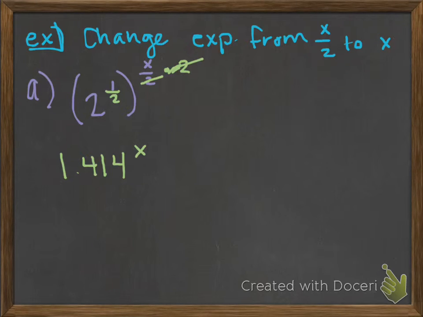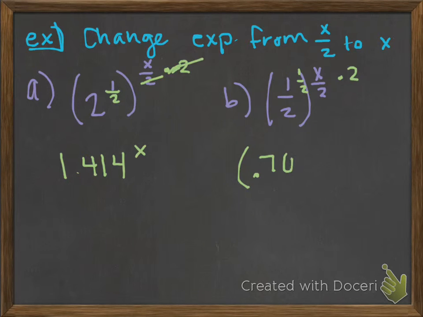So letter B, we have 1/2 raised to the x over 2 power. Again, same thing. If I needed to get rid of it, I would multiply by 2, which means I need to raise this to the 1/2 power. So 1/2 raised to the 1/2 is 0.707 raised to the x.